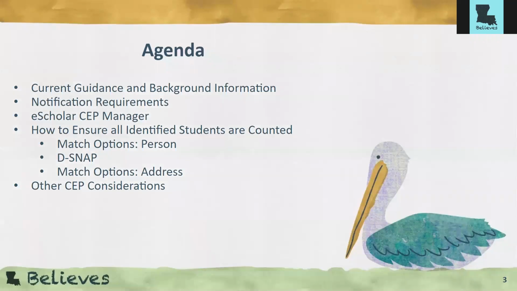So we're going to discuss the current guidance and background information, the notification requirements. The majority of the presentation will be spent on the eScholar CEP Manager system and how to ensure that all of the identified students are counted in the CEP Manager system. We'll go over the matched options of person ID, how to make sure that the DSNAP kids are included, address matches, and then other CEP considerations.